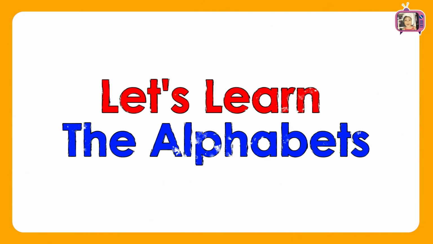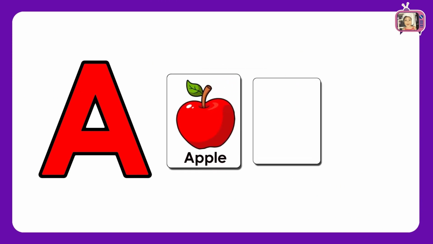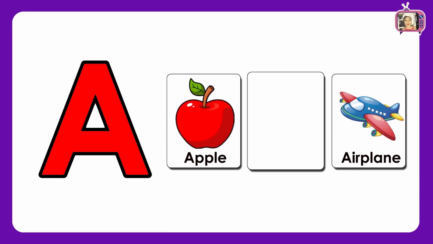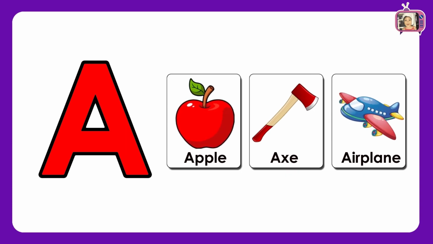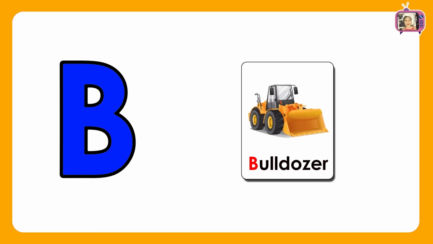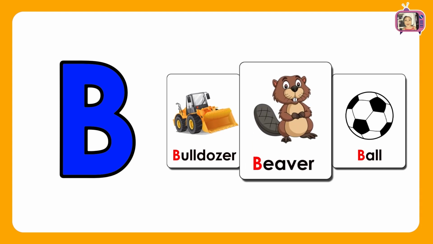In this video, we're going to learn the alphabets. Are you ready? Let's go! A. A is for apple. A is for airplane. A is for axe. B. B is for bulldozer. B is for ball. B is for beaver.